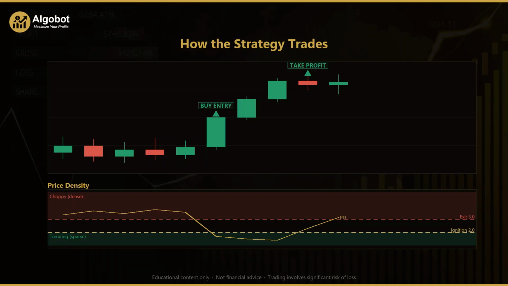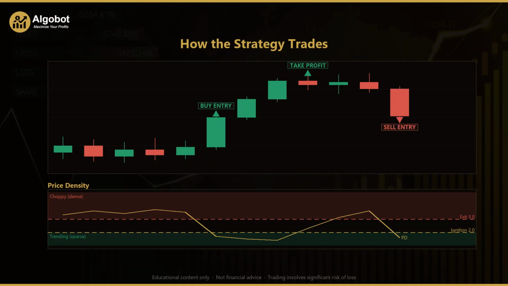Price stalls and starts chopping sideways near the highs, and you can see the density gauge climb back up above the exit line into the red zone. The clean leg has decayed back into congestion, and the strategy is once again patient, standing aside and waiting for the next collapse. Now the second setup, this time to the downside.